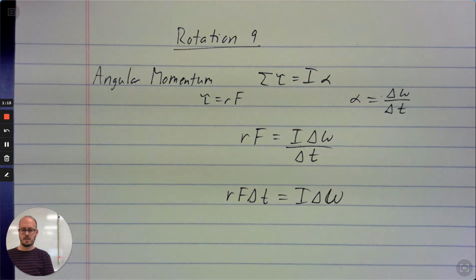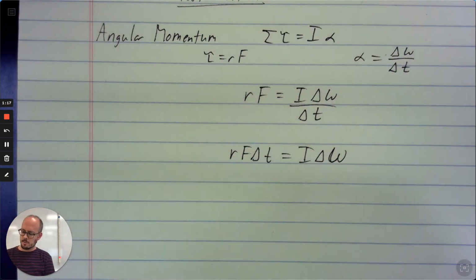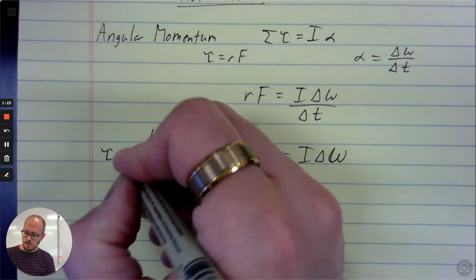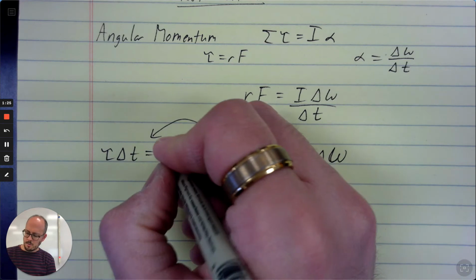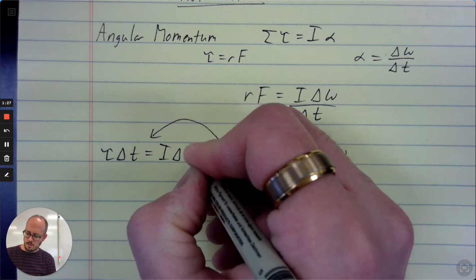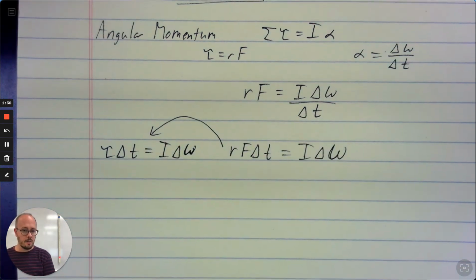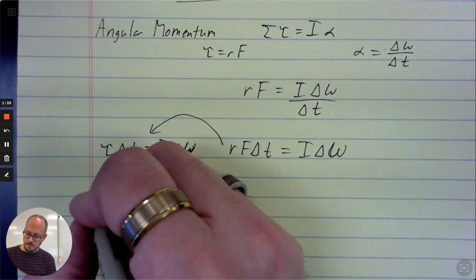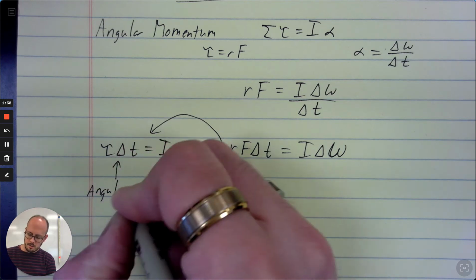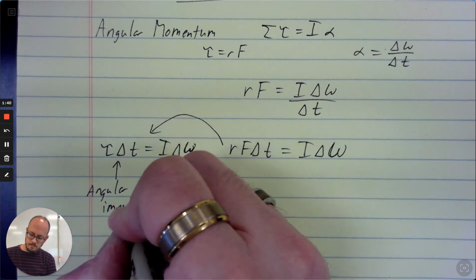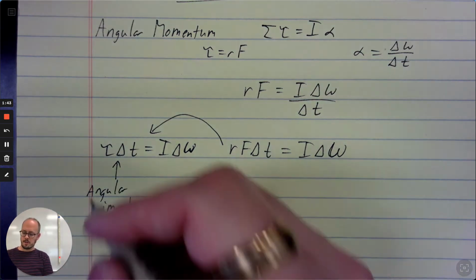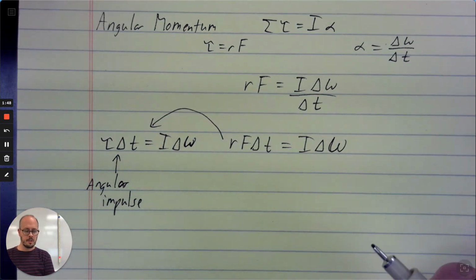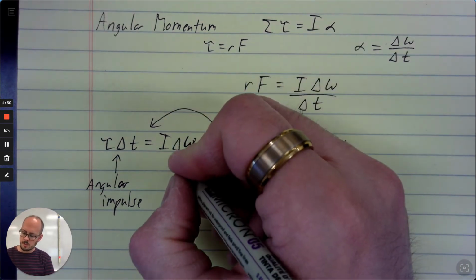And so if I rearrange this, I have R F times time equals I times change in angular velocity. And I don't know why I did that right there, but so we're just going to go back to the original and say torque times time equals I times change in angular velocity, because this is really how it's given. So torque times time is called angular impulse. So if there is a torque that is delivered for any amount of time, it delivers an impulse, and that impulse is going to be used to change the rotation of an object.